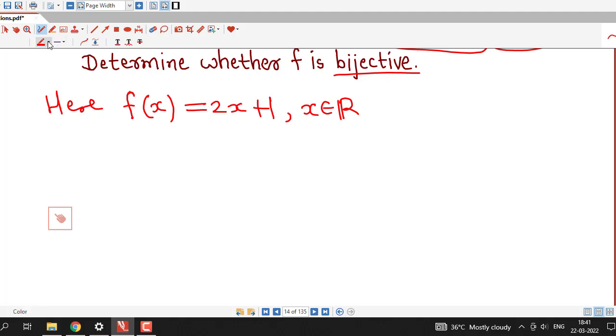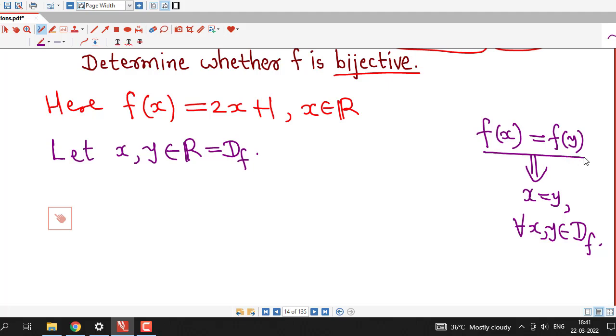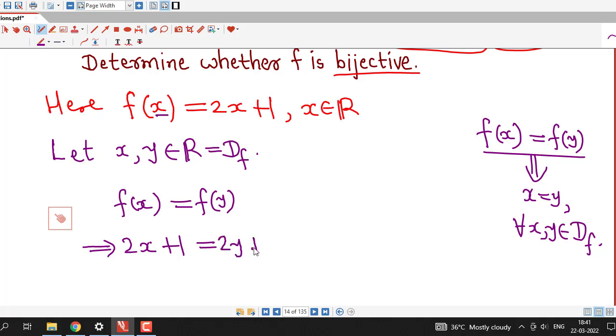So for that we are using this condition. We know that function f is 1-to-1 if f(x) = f(y) implies x = y for any x, y in the domain of f. So we consider any two arbitrary real numbers, let x, y be any two elements of the domain of f. Here domain and codomain are equal, and we assume that f(x) = f(y). So f(x) = f(y) implies f(x) is given by 2x + 1, and f(y) will be equal to 2y + 1.